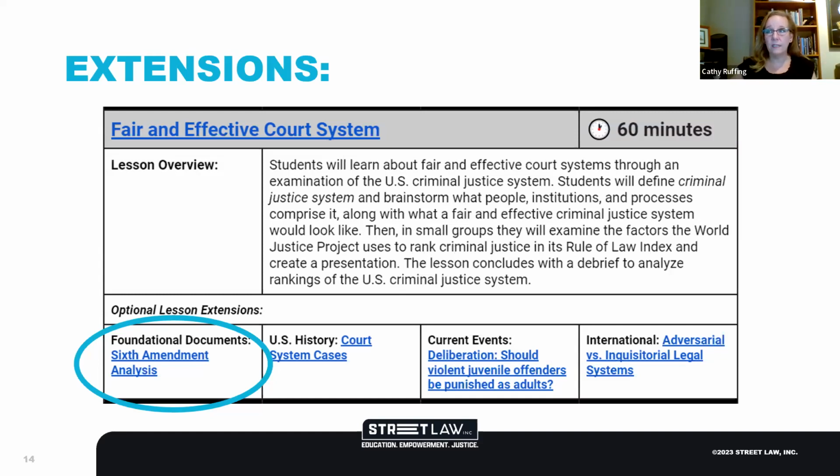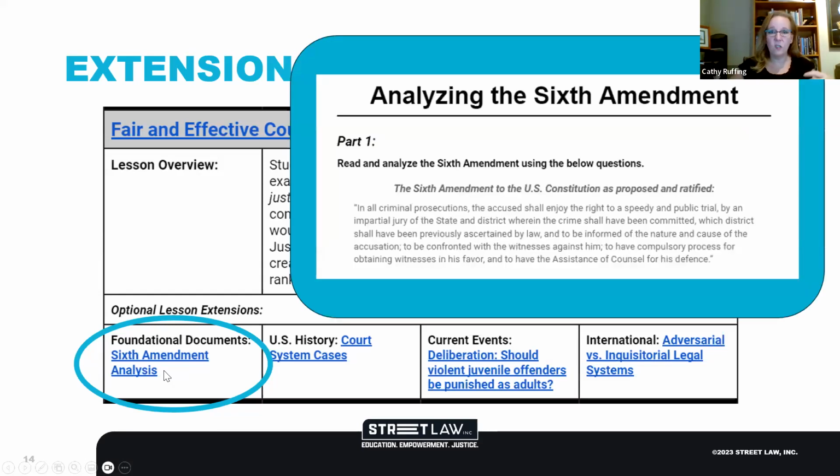So for instance, if you wanted to teach about free and effective courts, you could have your students do a Sixth Amendment analysis. So maybe if you're teaching a law elective, on that part of your curriculum where you're talking about how the courts function in the United States, there's an activity there that is just an analysis of the Sixth Amendment. And these activities are all standalone. So you can do the full lesson that's provided in the rule of law curriculum, or you can just skip straight to the lesson extension. They're standalone, so you could just use them to focus in on different parts of the Constitution.